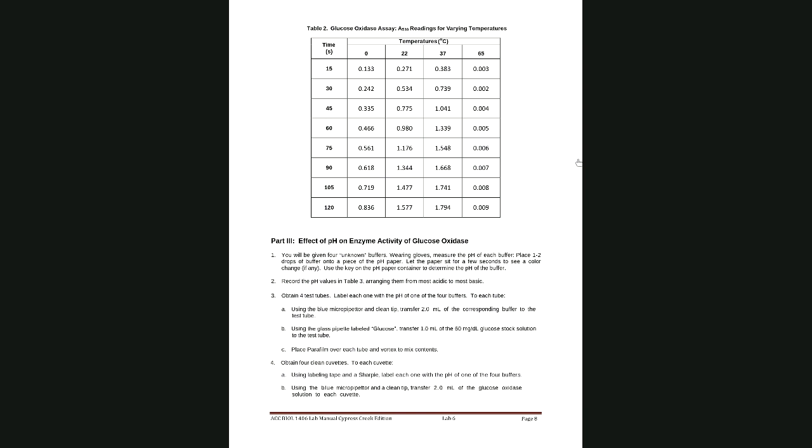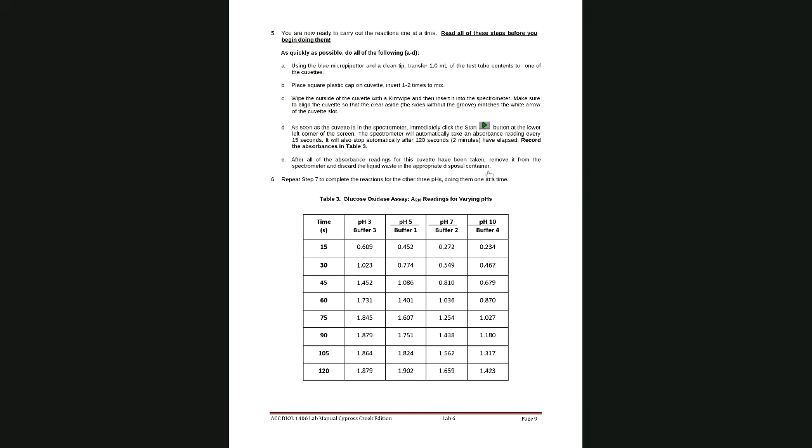And then here's table 3 for part 3. Table 3 for part 3, here are the pHs that you expose the enzyme to. They're actually buffers, but each of these buffers maintains the pH given in the table, but notice the time frame is still the same.